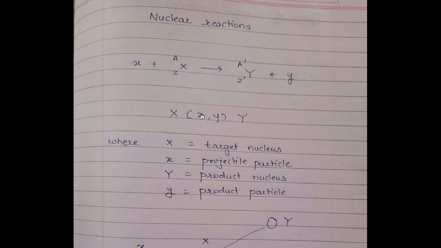x, small y, that is, the lighter particles involved in the nuclear reaction. They are written in the bracket, and the product nucleus that has been formed is written here at the end. So this is the short form to write down a nuclear reaction.